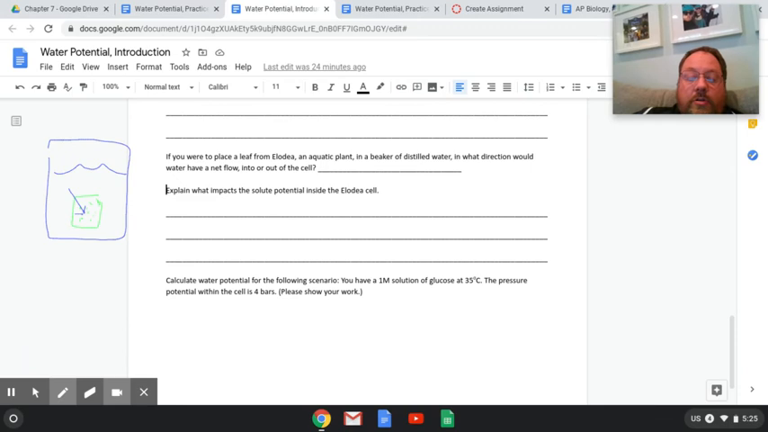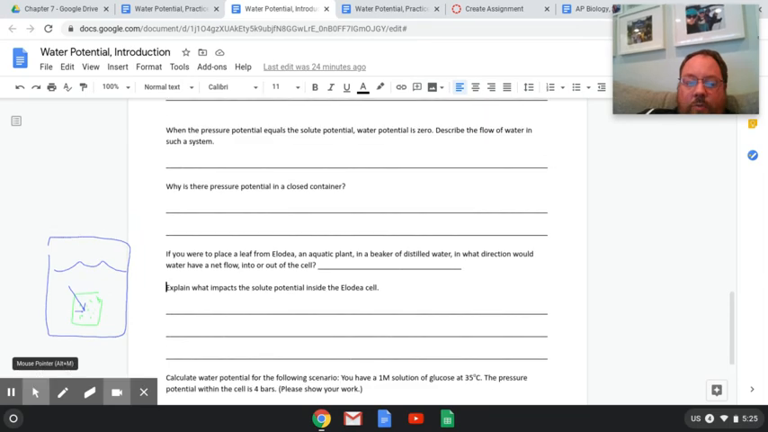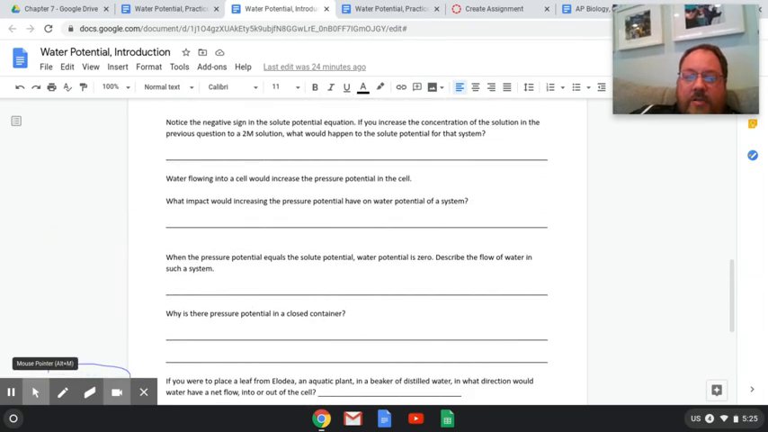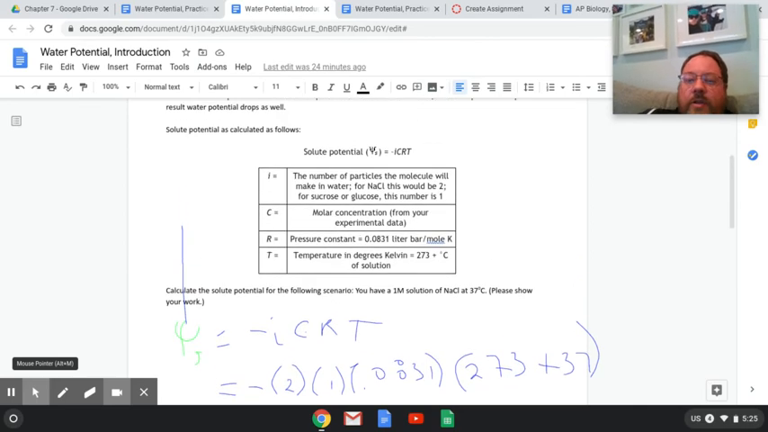Let's see. Here's a great question. Explain what impacts the water potential inside the Elodea cell. So, I'm sorry, not water potential, solute potential. So if we think about that, what impacts solute potential inside the cell? There's a reference for you. It's right here. Solute potential equals your minus iCRT, right? So if they ask what influences solute potential, you could say the number of particles, the concentration of the solute, and the temperature in Kelvin. There are three things there.